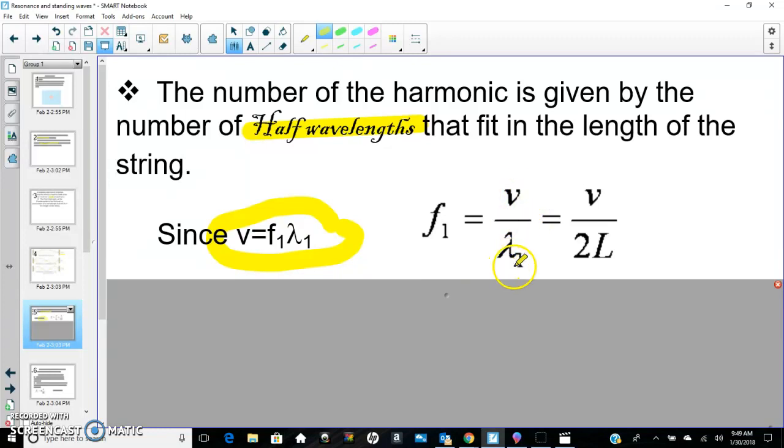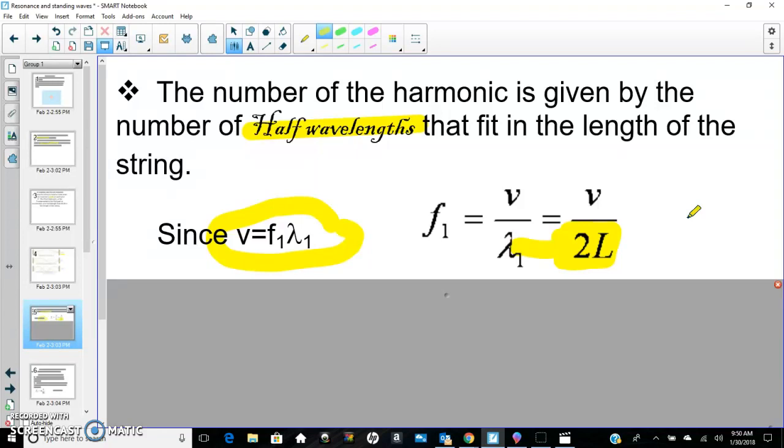So it would be V over the wavelength for the fundamental, but the wavelength for the fundamental is equal to twice the length of the string. So we can substitute that in for lambda. And that gives us the equation for the frequency of the fundamental wave.